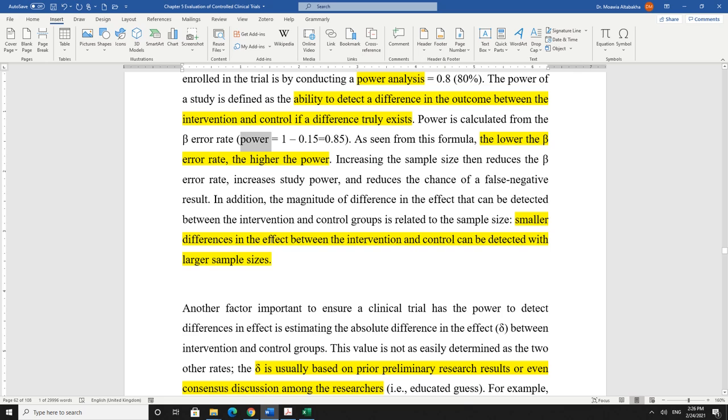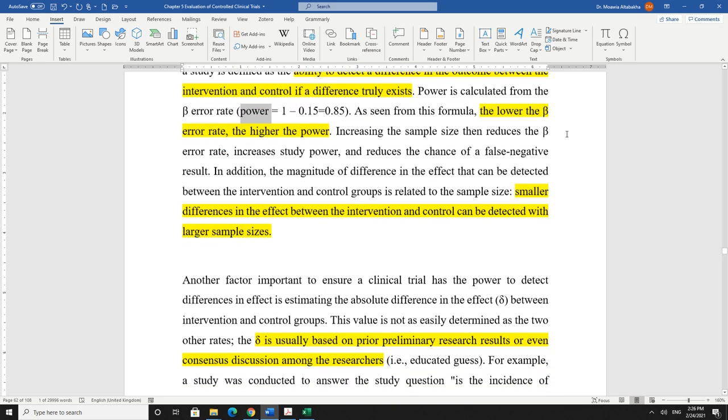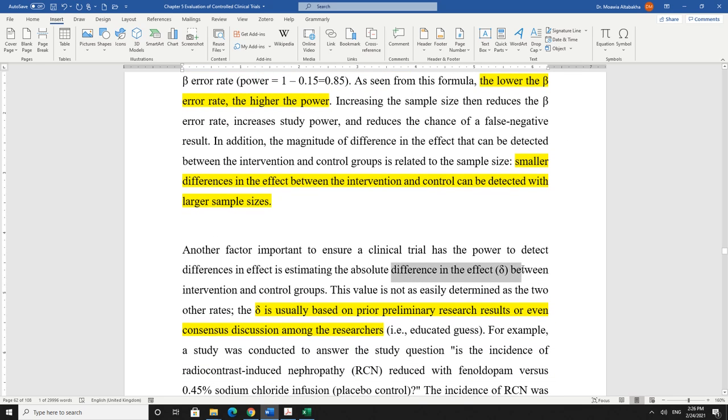But the problem is, you cannot just go and increase it, because it means you will have more and more subjects, and this will cost you more money, more staff to monitor and to administer the drug to the patients, and more patients will be subjected to the intervention and control treatments. So you don't want to increase it a lot. Also, if you increase the sample size, you will be able to detect the difference even when it is small and not important. No, and I don't want to do that. Okay, I want only to detect a difference in effect that is important.